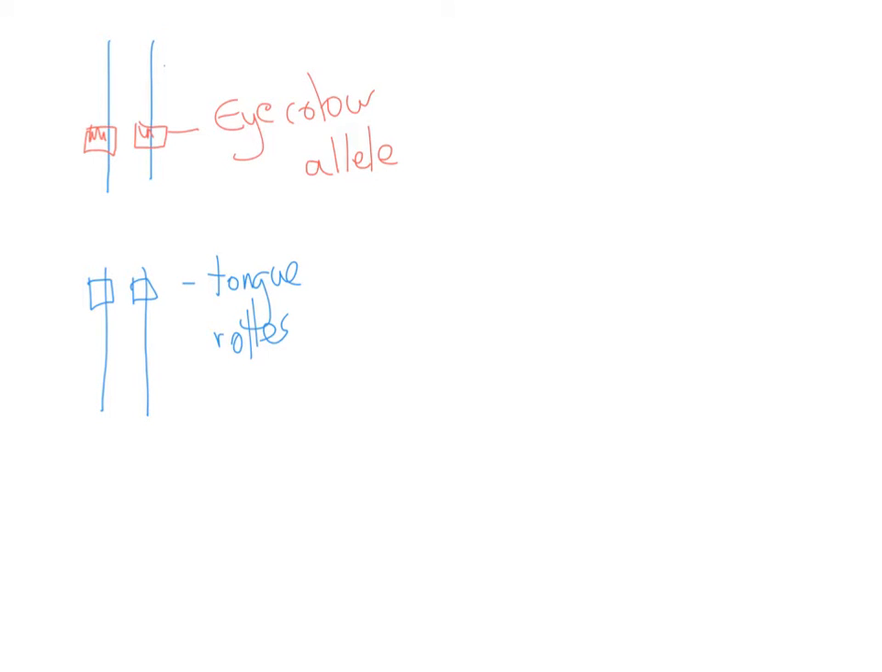Now these alleles can come in forms that are known as either dominant or recessive. So what do we mean by that? Well, a dominant allele is one that you only need to have one of in order for it to show up in what an organism or a person looks like. Imagine that this gene here is for brown eye colour, so the allele there is for brown.